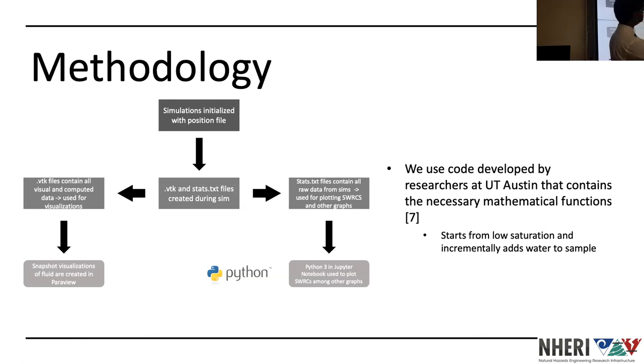And then after that, the simulation runs. We don't touch it for 48 hours. And while it's doing that, it accesses VTK files that contain a three-dimensional representation of what's going on in the simulation at a time point. And then it also adds to the stats file, which contains numerical data that we then use Python 3 with to graph the SWRC and SOR and just analyze the data.